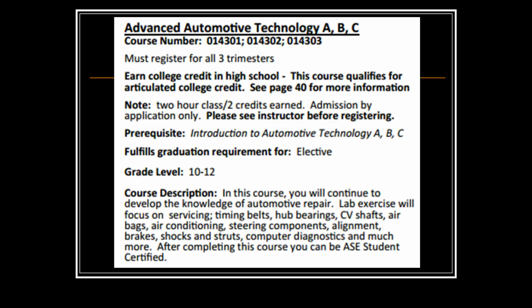On the screen right now, you'll see an example from the catalog. You can see that this course is an ABC course, which means it's offered for a full year. It's noted that you must register for all 3 trimesters. It also notes that this is a 2-hour class and therefore you earn 2 credits for this class. This is an application-only class, and so you'll need to see the instructor before you're allowed to register. There is a prerequisite for this class, and it is only open to grade levels 10, 11, and 12.